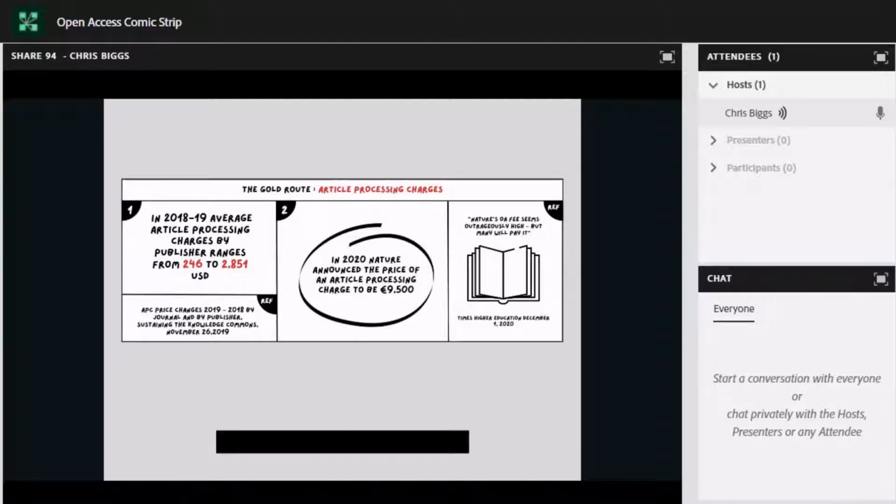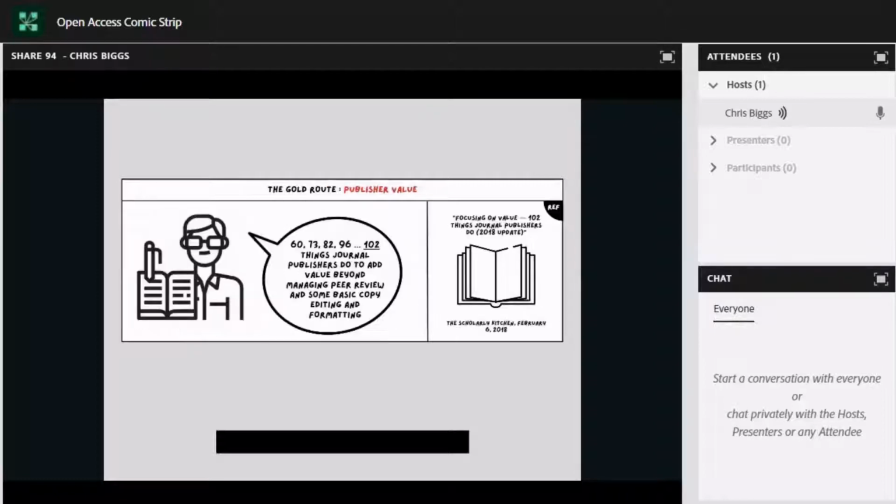So, how much are these article processing charges? In 2018-19, average article processing charges by publisher ranged from $246 to $2,851. In 2020, Nature announced the price of an article processing charge to be €9,500. Why is there such a variance, and how can an APC be that high? One answer is that some publishers' charges do not correlate to the actual cost of the services provided. Rather, they will charge the market rate.